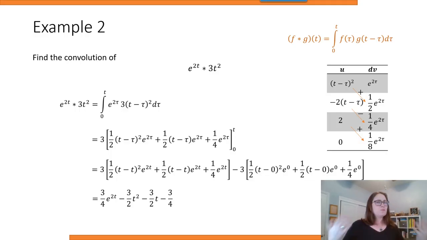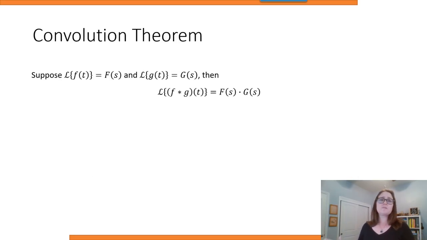Okay, so how can we use convolution when we're doing Laplace transforms and inverse Laplace transforms? Well, the convolution theorem will help us out here. So let's say I'm taking the Laplace of f of t and g of t, and I get F of s and G of s out of those transforms, respectively. Well, it turns out that if I take the Laplace of the convolution of f and g, then I get the product of big F of s times G of s.